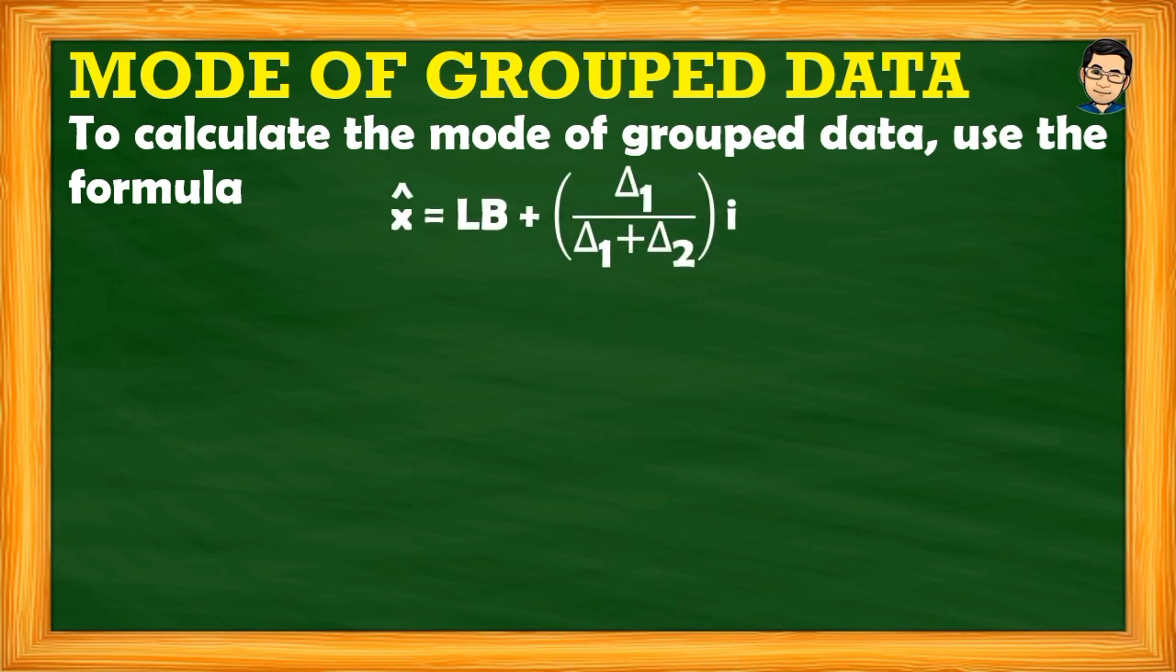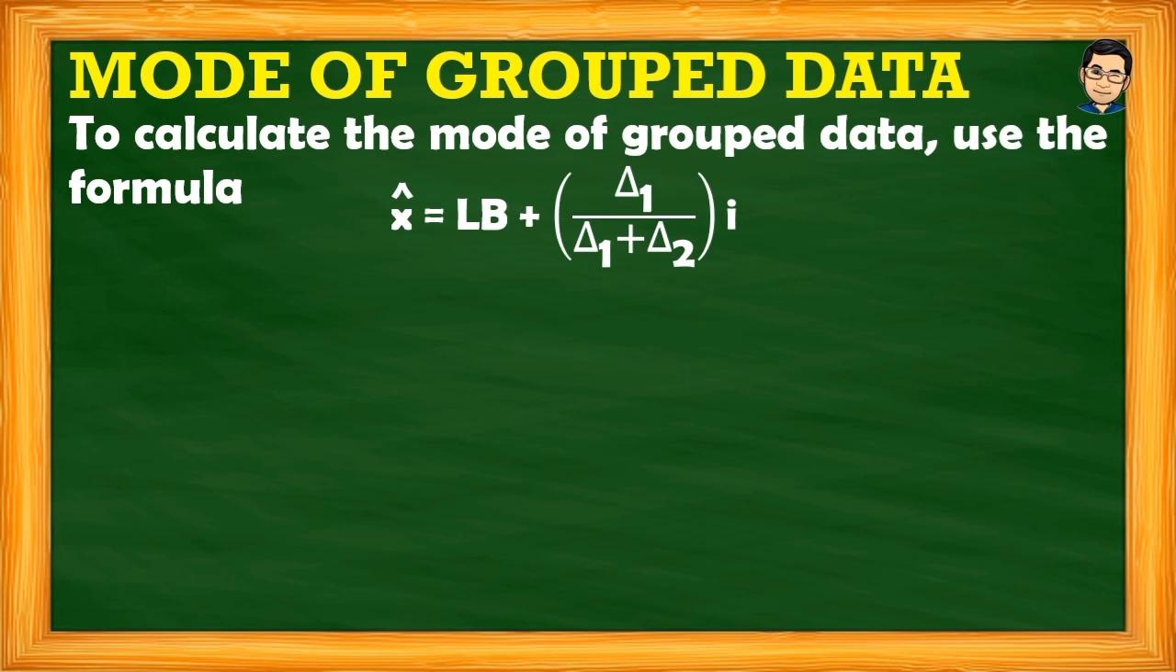So, mean is x bar. And for median, it's x with a wave, like a tilde. And then here, it has a hat, like a hat on it. Ayan. So that is the symbol for mode. So, the formula, as you can see, there is something that looks like a triangle.